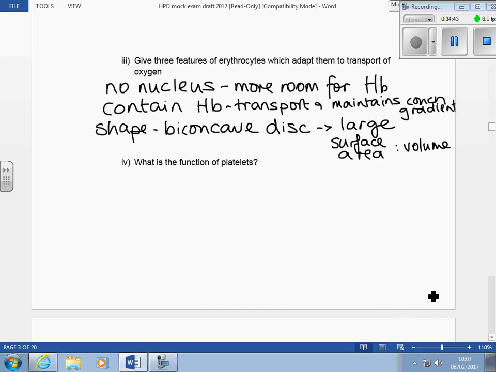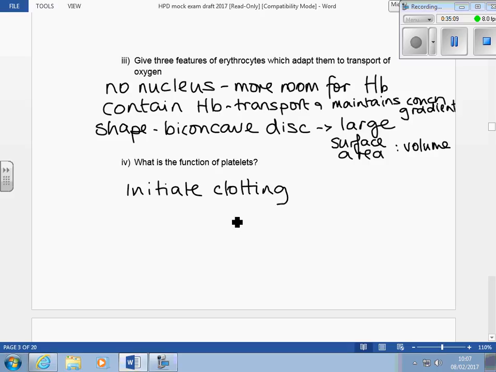Function of platelets, basically: they initiate clotting, that's all we need on that one. You could have had other things with the red blood cells, of course. Size: the small size increases the surface area to volume ratio. And so that's the first bit of the circulatory system.